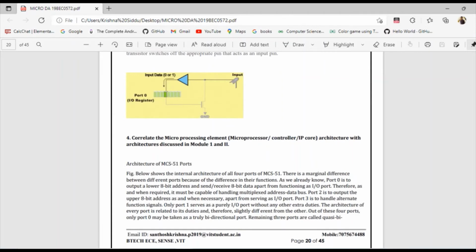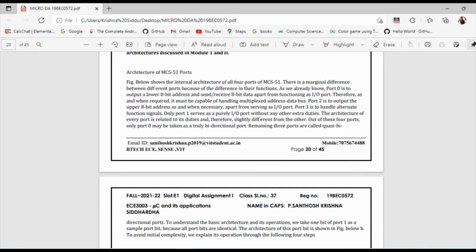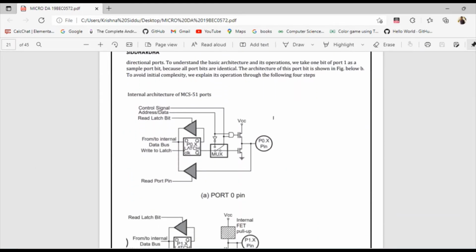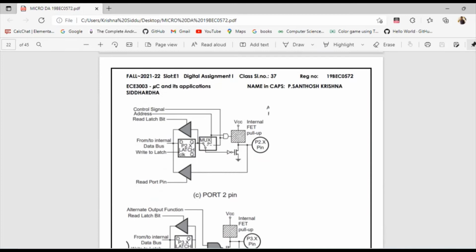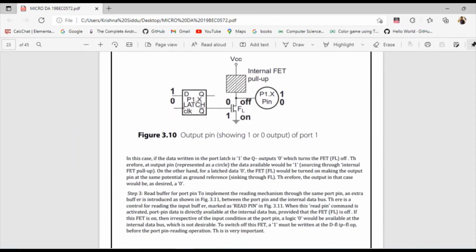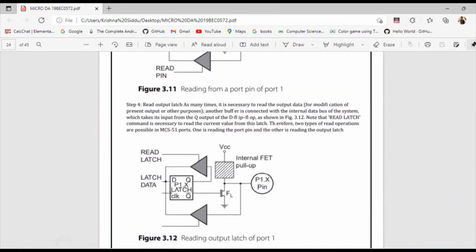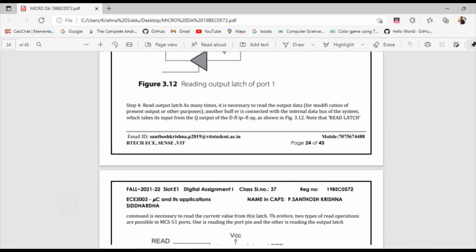Coming to our fourth question, we need to correlate the microprocessing element architecture with the architecture discussed in module 1 and module 2. When comparing this architecture in both modules, I got the MCS51 ports. This is the diagram: port 0, port 1, port 2 and port 3. There are four ports, and you can see clearly in this PDF. Next, this is the reading part: reading the input of port 1 and reading the output latch of port 1. You can see everything clearly.